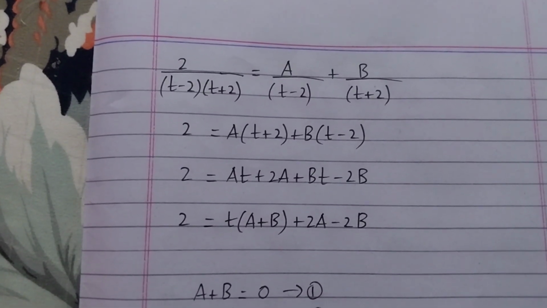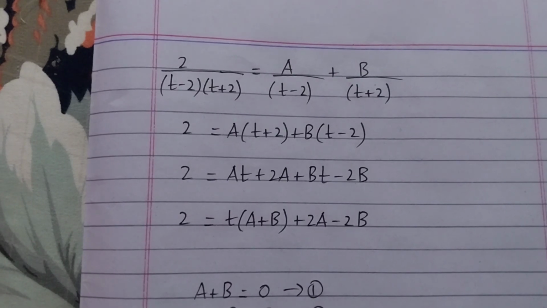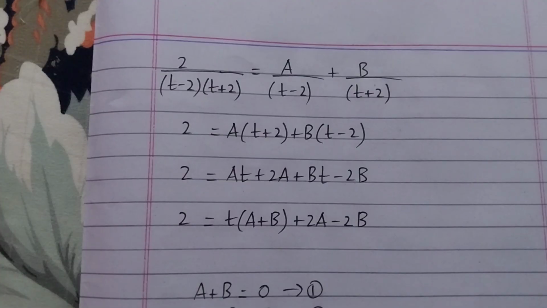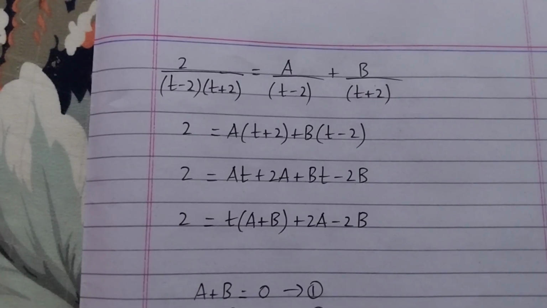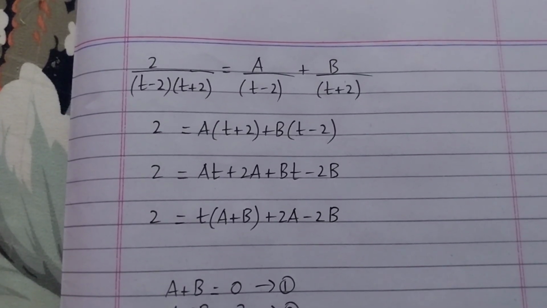So that expression 2 over (t minus 2)(t plus 2), we can't integrate it directly, obviously. We need to use partial fraction resolution in order to write this expression in the form of a sum or difference of two fractions. I was saying that we need to transform this 2 over (t minus 2)(t plus 2) in the form of a sum or a difference of two fractions. For that we use partial fraction resolution.